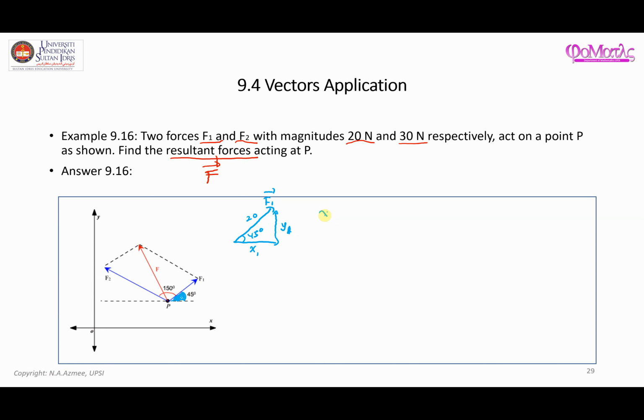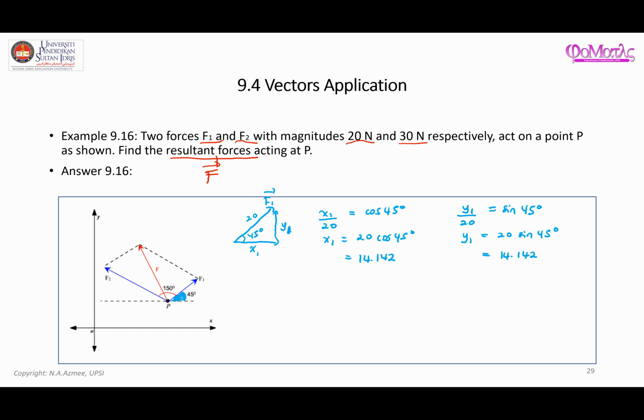Based on that, x1 over 20 is equal to cos 45 degrees, so x1 is equal to 20 times cos 45 degrees. If you punch it in the calculator, you will get about 14.142. Next, y1 over 20 is equal to sine 45 degrees. Therefore y1 is equal to 20 times sine 45 degrees, which is the same result, 14.142.